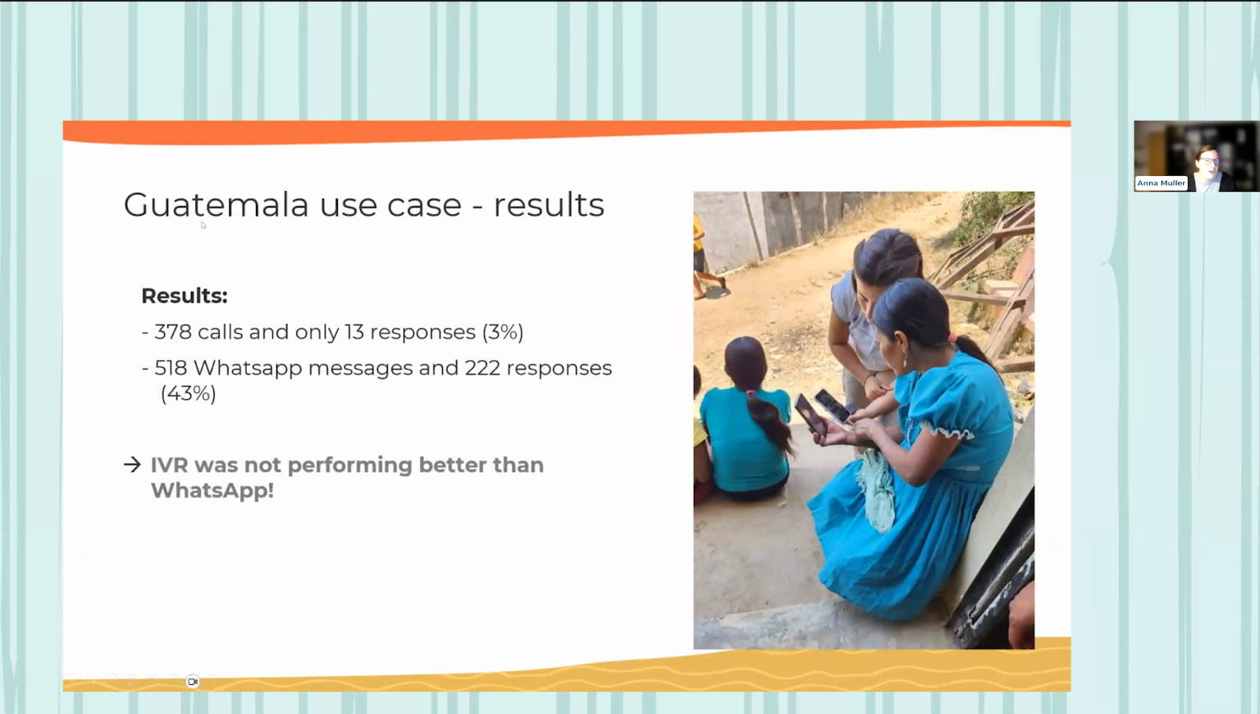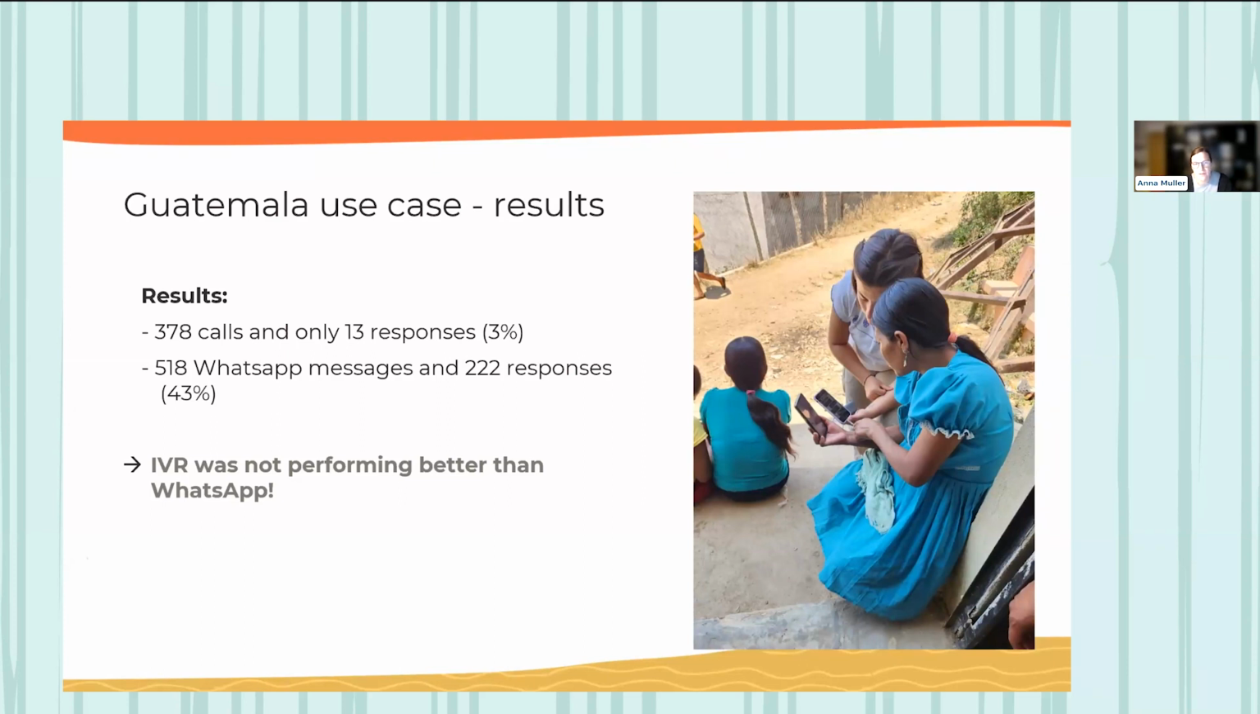So in total, we delivered 178 calls that delivered IVR messages, but we only had 30 responses, so a very low response rate of 3% for the IVR. We delivered over 500 WhatsApp messages. We got a response rate to the WhatsApp messages of 43%.